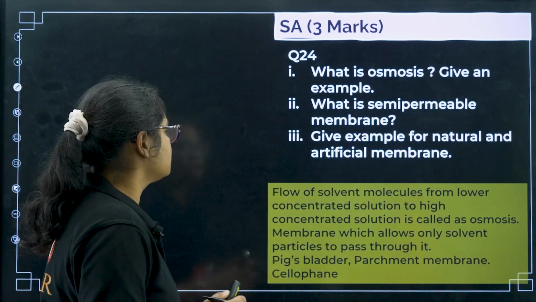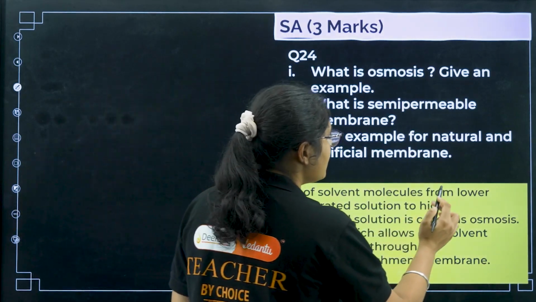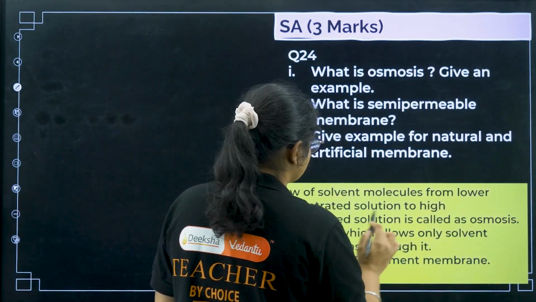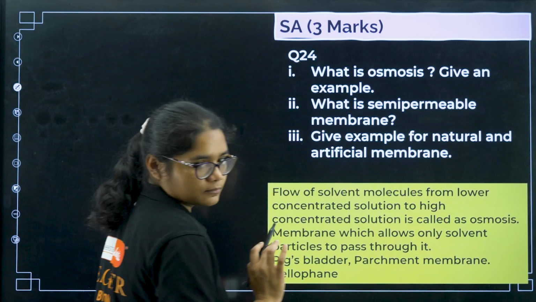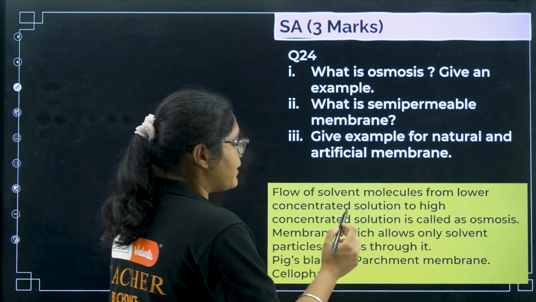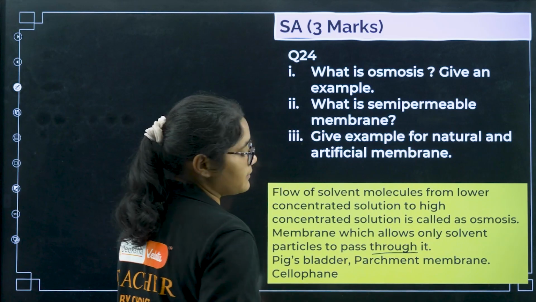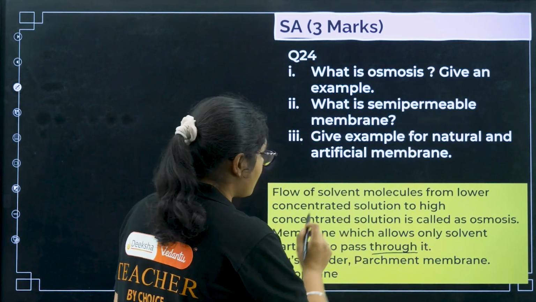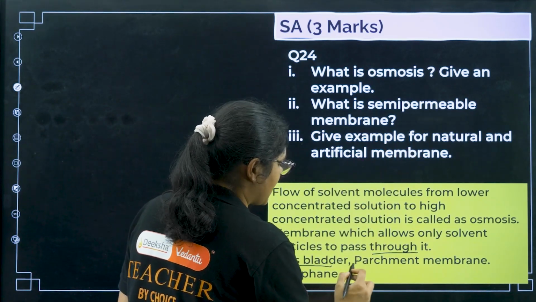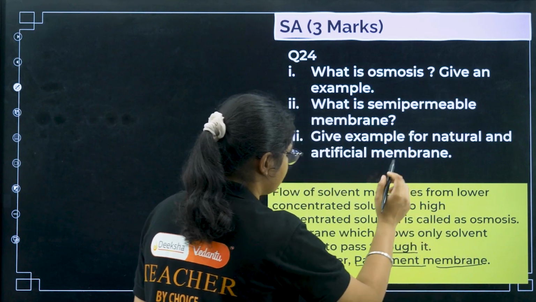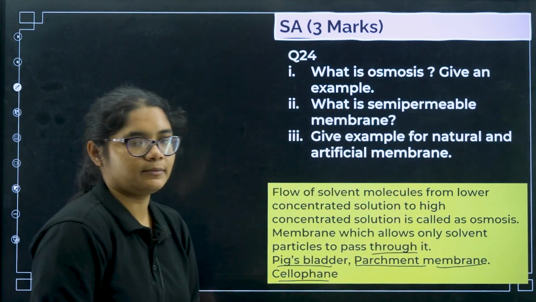Osmosis is the flow of the solvent from a lower concentrated solution to a higher concentrated solution. Next, a membrane which allows only the solvent to pass through it is called a semi-permeable membrane. Examples of natural membranes are pig's bladder and parchment membrane, and for synthetic it is cellophane paper.